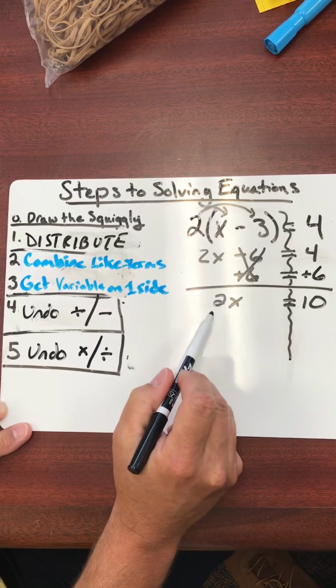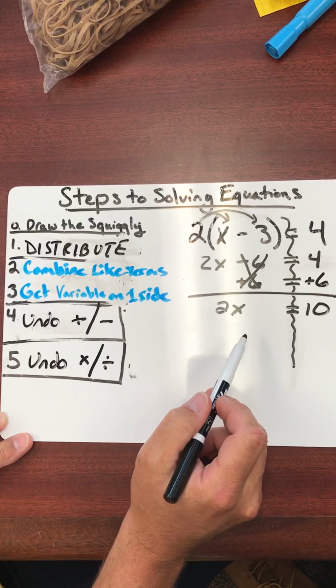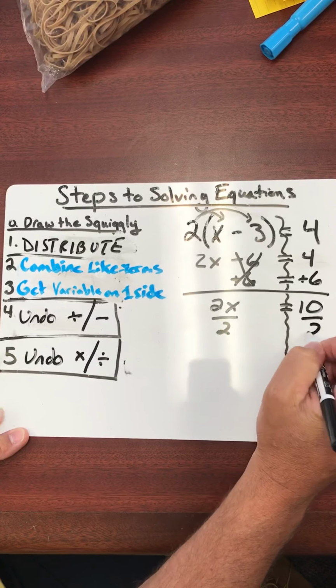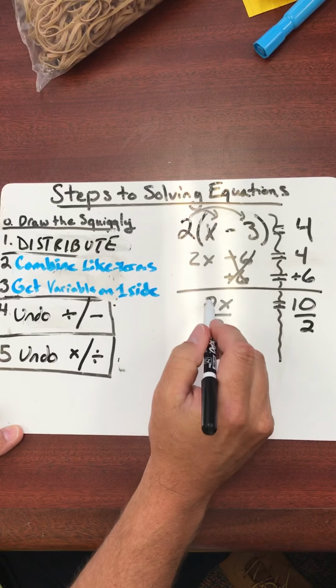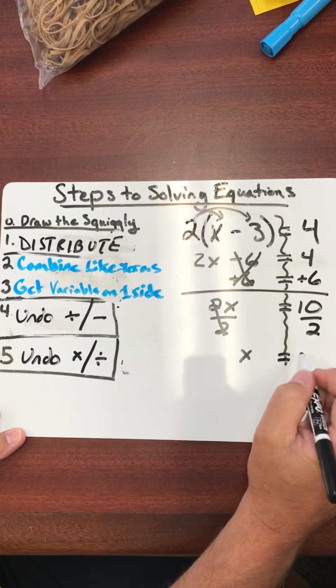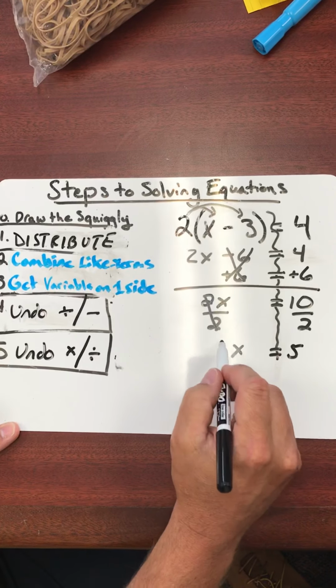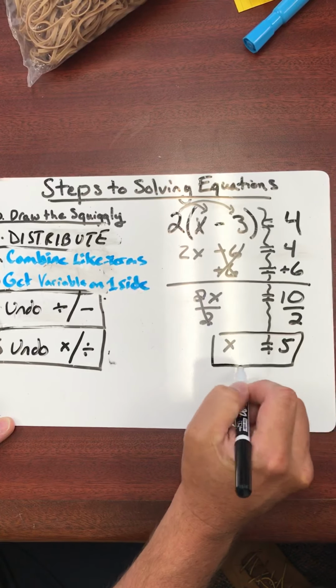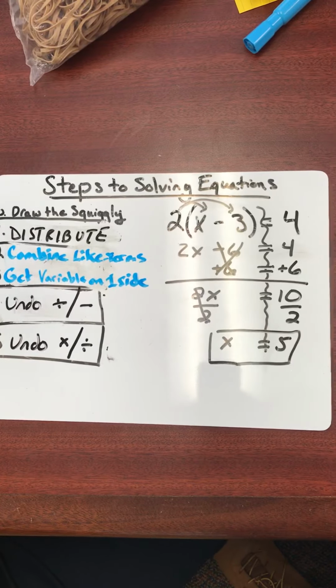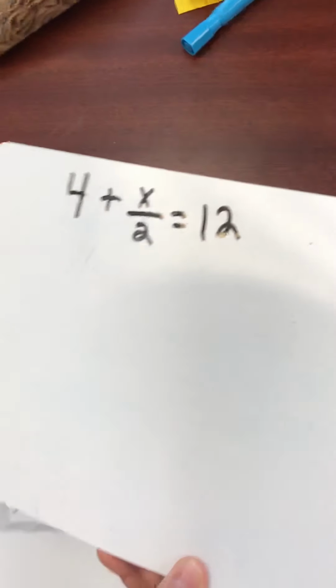Here, the x is multiplied by 2, so the opposite of that would be divide by 2. I'm going to divide the left by 2 and the right by 2. On the left, the 2's cancel. We're left with x. On the right, 10 divided by 2 is 5, so our solution is x equals 5. All right, we'll go to a second example following the same steps.